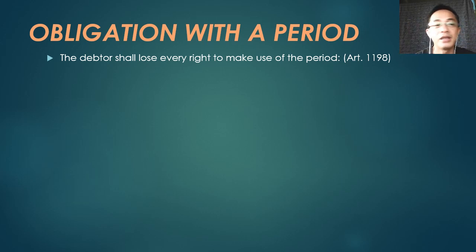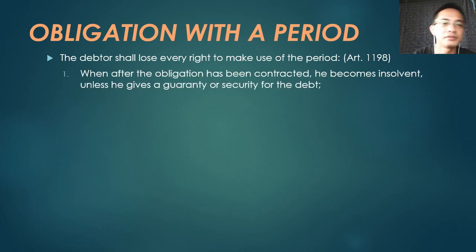So, Article 1198, the debtor shall lose every right to make use of the period. Number 1, when, after the obligation has been contracted, he becomes insolvent, until he gives a guarantee or security for it. Insolvent, ibig sabihin, he has more liabilities than assets. So, kapag meron siyang utang na may period when to pay, tapos naging insolvent siya, sabi ng batas, the creditor can immediately demand payment. Huwag na hintayin na mapaso, kahit na wala pa yung due date. Unless, magbigay siya ng guarantee or security na pambayad ng utang. Okay, like prenda.